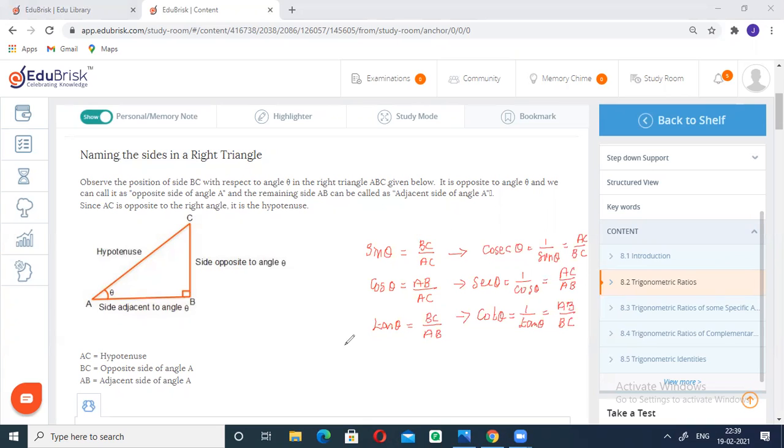So this way we will be able to write the trigonometric ratio. If these measurements are given, for example, if this is 3 centimeter, this is 4 centimeter, and this is 5 centimeter in a right triangle, then sine theta will be equal to 3 by 5, cos theta will be equal to 4 by 5, and tan theta will be equal to 3 by 4. Similarly, we will be able to write the other trigonometric ratios also.